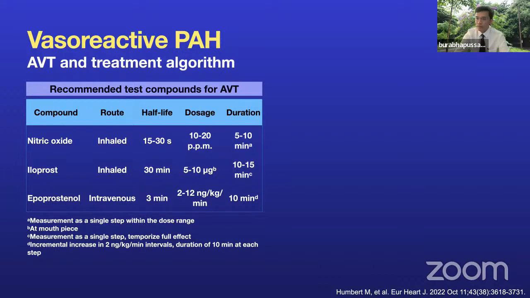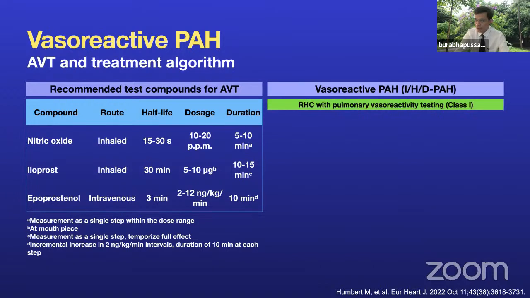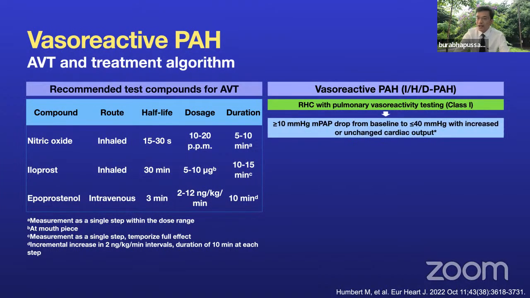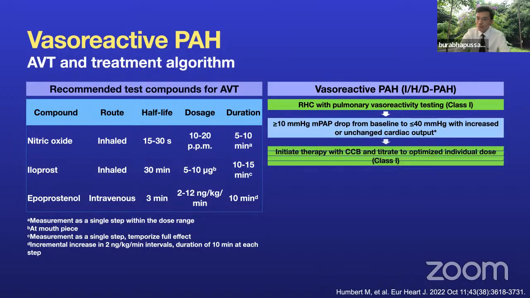Right now, the guideline recommends nitric oxide, iloprost, and epoprostenol as the recommended drugs to do the test. So I think it could be feasible in many cath labs to do this. So please consider the AVT. And after we diagnose vasoreactive PAH by these criteria, the first therapy should be calcium channel blocker monotherapy.